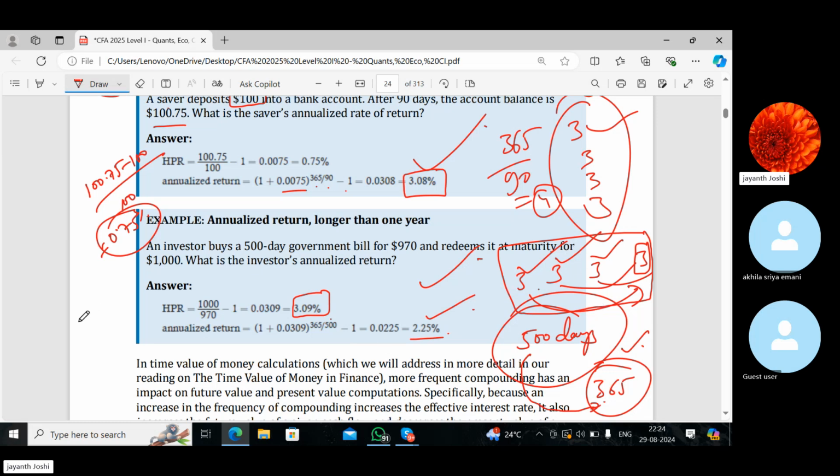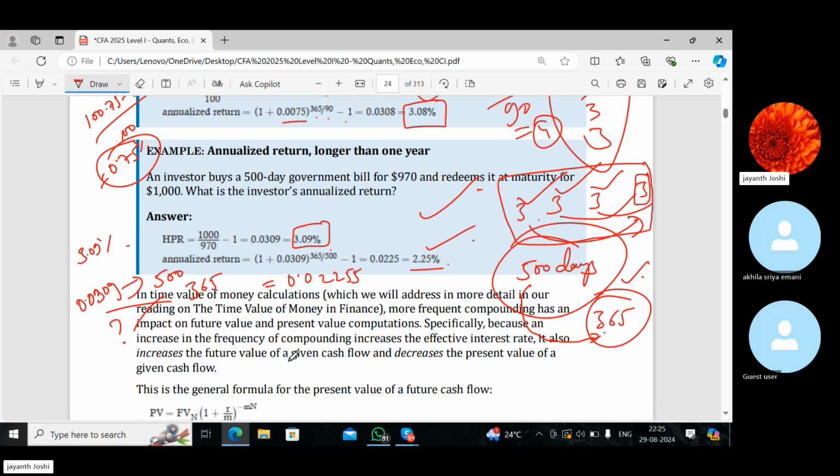See, what you have got is 3.09%. What is 3.09%? It is 0.0309. For how many days is 0.0309? It is for 500 days. For 365 days, how much is it? Cross multiply: 365 into 0.0309, divided by 500. You get 0.02255.